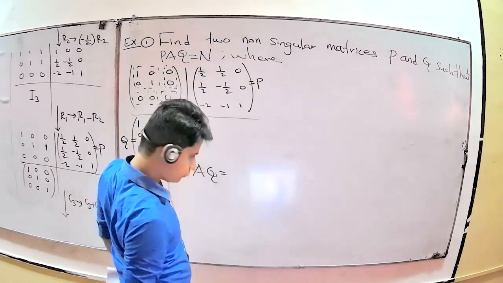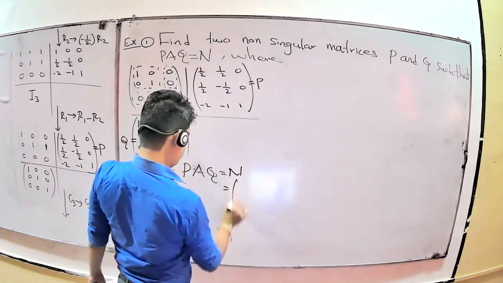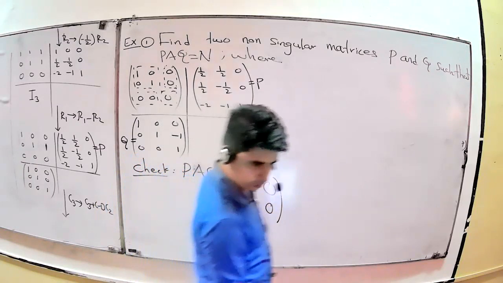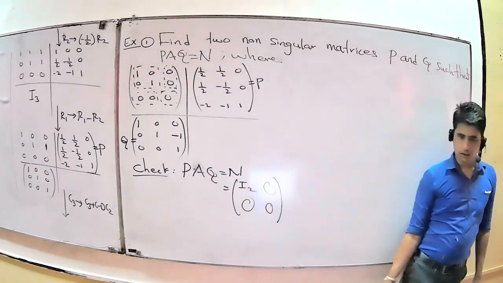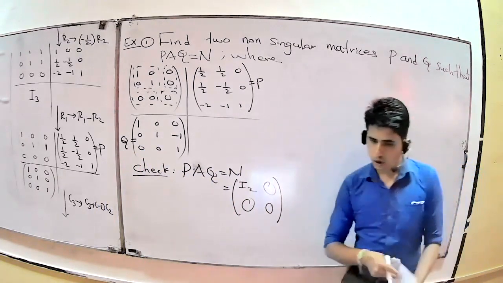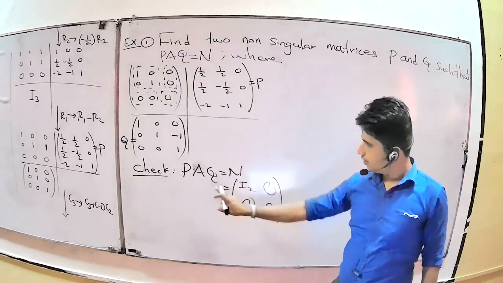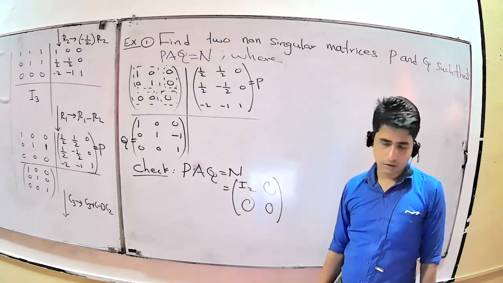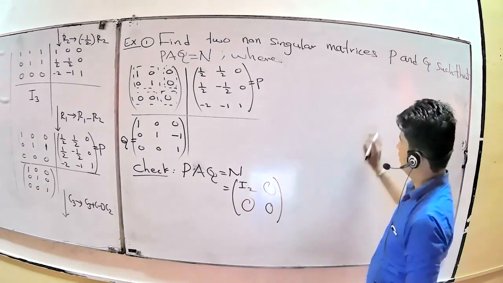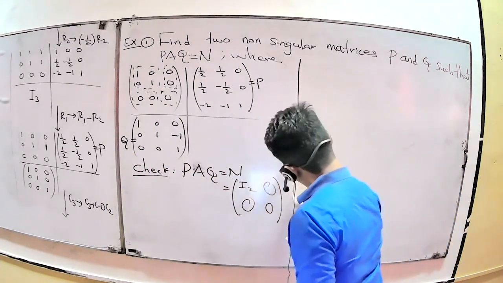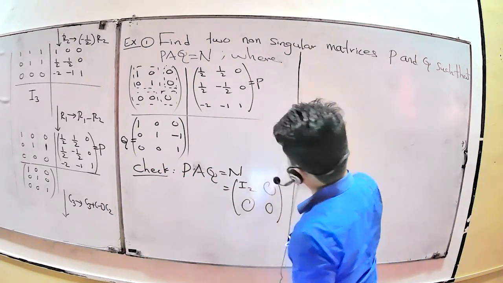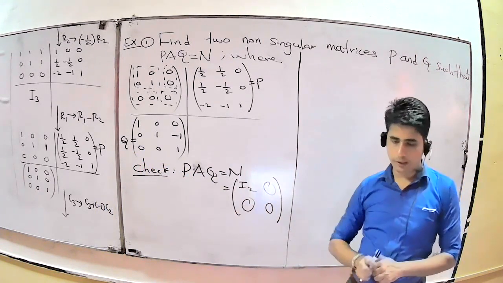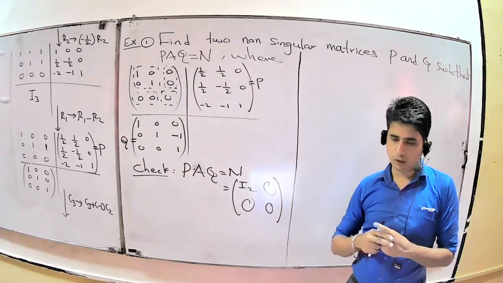N is of the form I2 0 0 0. Okay. It is the normal form. Therefore, now that you have the P values and Q values, you want to take the product and show that the PAQ product value is equal to N, the normal matrix. Okay, that part we want to do next. To understand this question, then you can do any question, right? Like they asked to find the non-singular matrices P and Q such that PAQ equals the normal form, right?